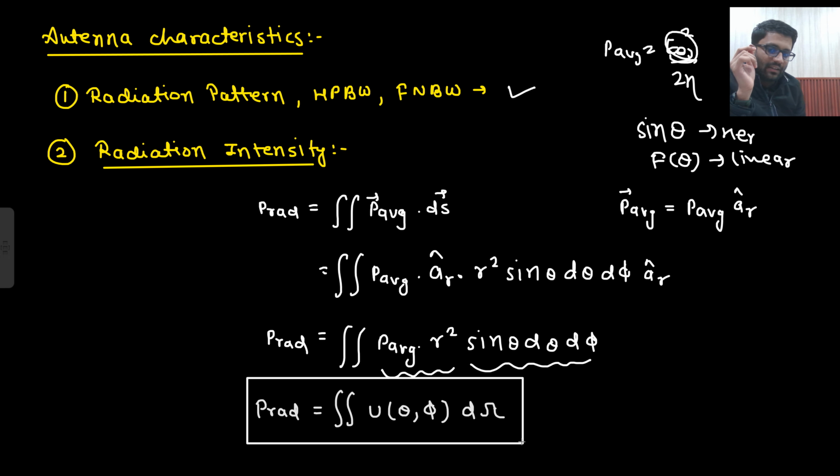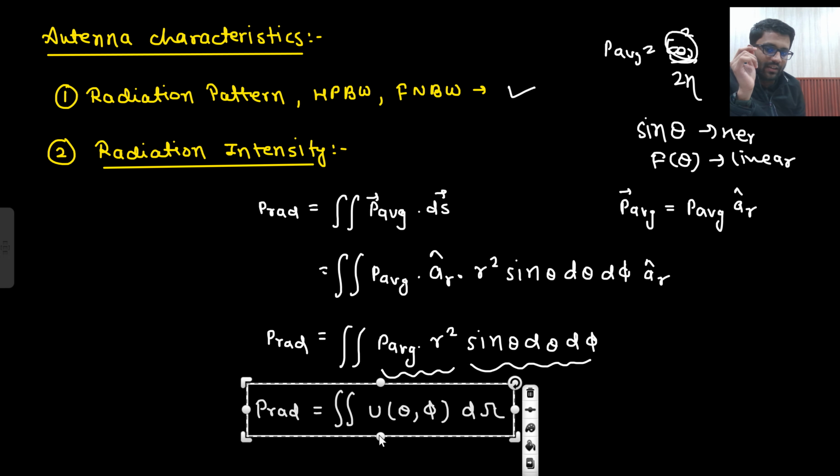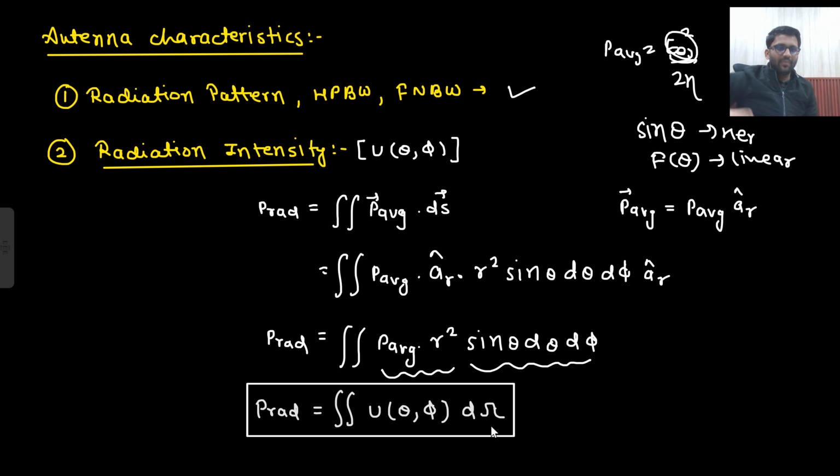No need to mug up anything. I will tell you how you can write it down very quickly. So what is this U(theta, phi)? That is your radiation intensity. So if in the examination the radiation intensity is given and they ask you to find the P radiated, will you be able to find it? Yes, because you know the limits of theta and phi, and you can put them in. So P radiated you would be able to find. Very easy. So this is the formula of P radiated you are getting, where U(theta, phi) is the radiation intensity.